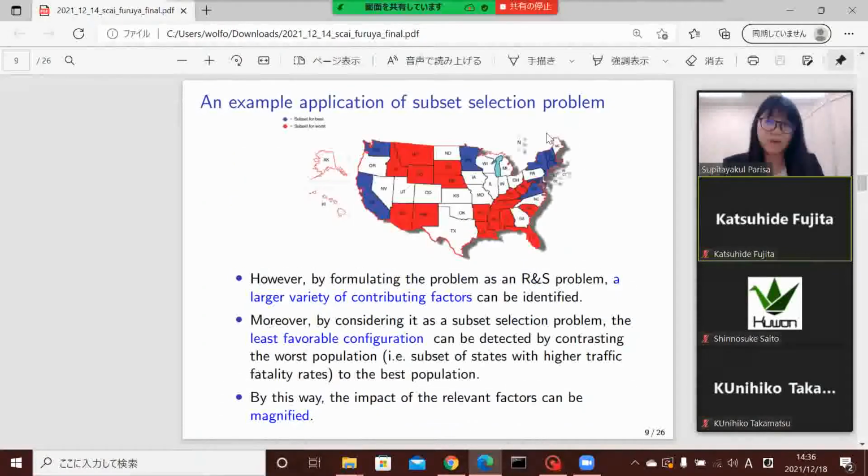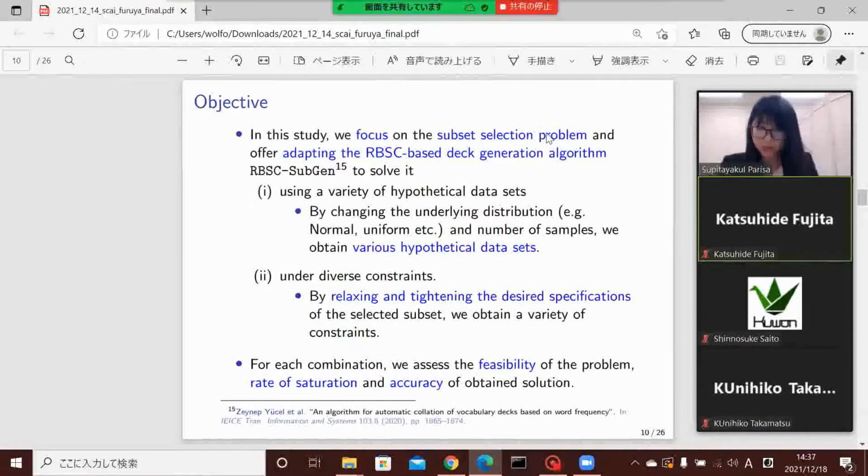However, by formulating the problem as an R&S problem, a larger variety of contributing factors can be identified. Moreover, by considering it as a subset selection problem, the least favorable configuration can be detected by contrasting the worst population to the best population. In this way, the impact of the relevant factors can be magnified. So let's go into our research.